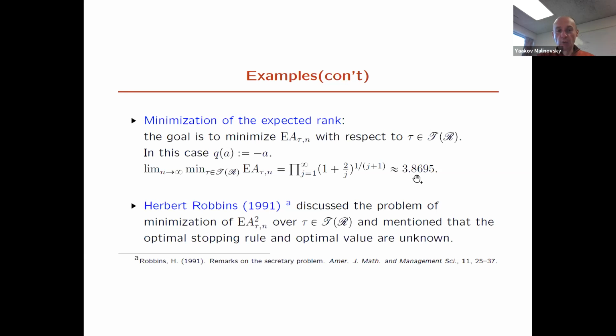This is the result, and the asymptotic value is exactly equal to this expression, which can be evaluated up to 4 digits. Now, Herbert Robbins, when he published a paper in 1991, said that if you try to minimize the expected value of the square of the absolute rank, this problem is open. No optimal strategy is known. In this case, the proposed method can also give a solution to this problem, in the previous problems with random horizon with different configurations.